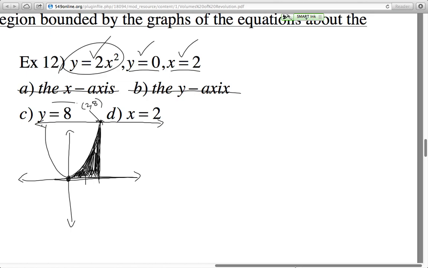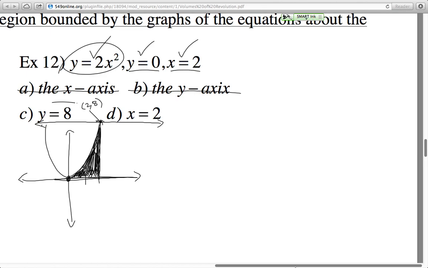Okay, now, there's our axis of revolution. Is there a gap at all? There's a lot of gap here. There is definitely a gap. When I rotate this region from here to here, you got all this gapped out.